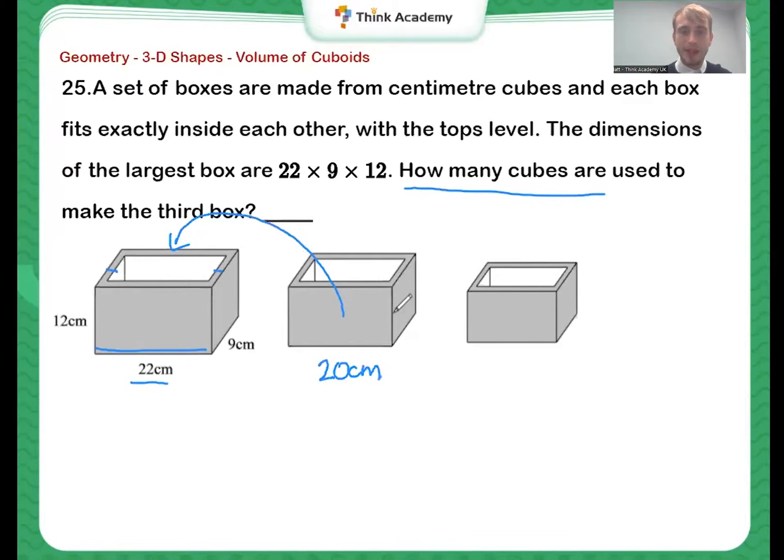Now, the same we can say for the width. Okay, it was 9 centimeters, but the smaller box is 1 centimeter shorter and 1 centimeter shorter on the other side because of the thickness of the walls. So you've got 7 centimeters for that one.